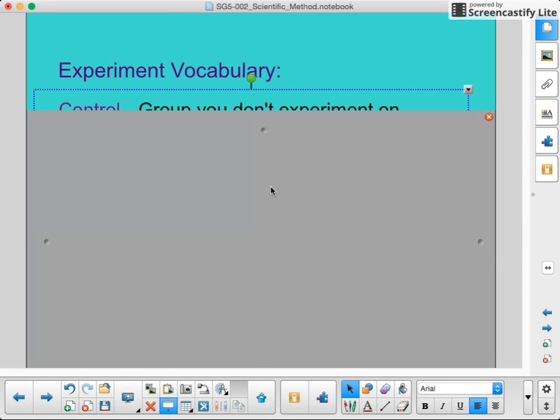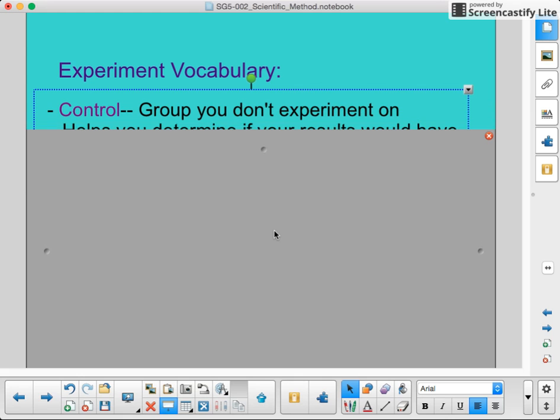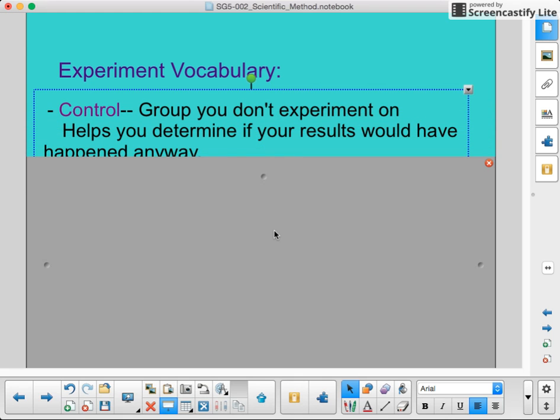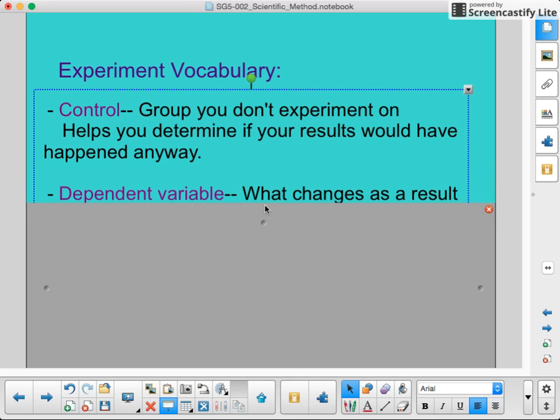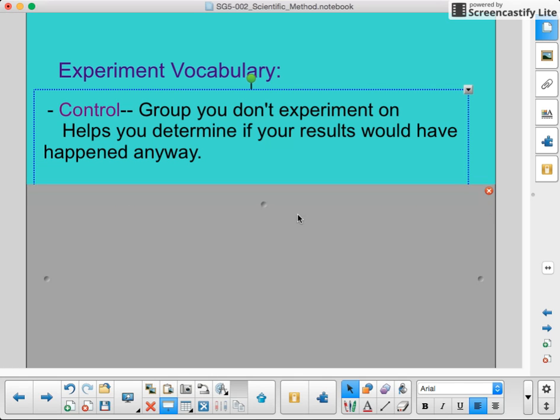When we talk about the scientific method, there's some experiment vocabulary we need to include. In an experiment, the control is the group you do not experiment on. This group helps you determine if you would have gotten those same results anyway, even without the variable you were adjusting. For example, if I wanted to study the impact of classical music on plant growth, I would need a group of plants that wasn't exposed to music at all, so that I see how much they would grow in my 3-week period without any classical music.